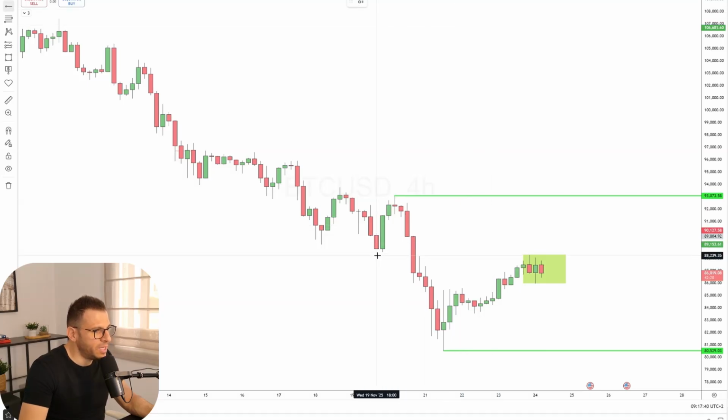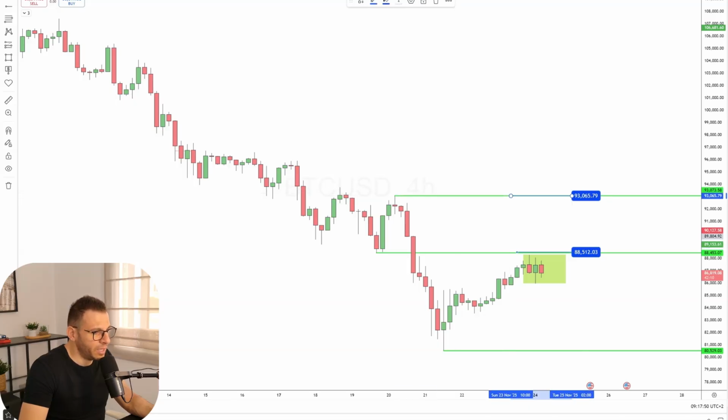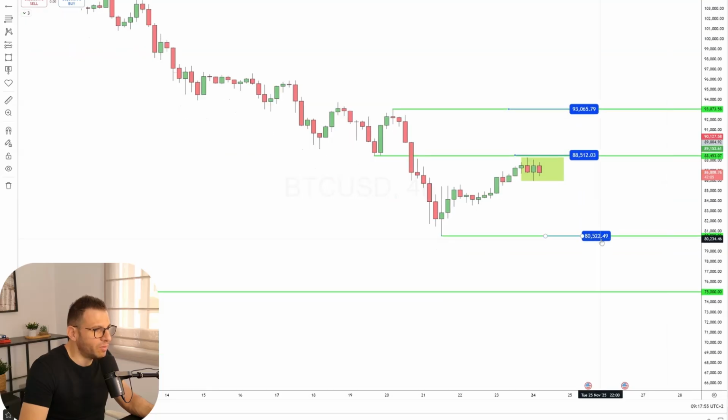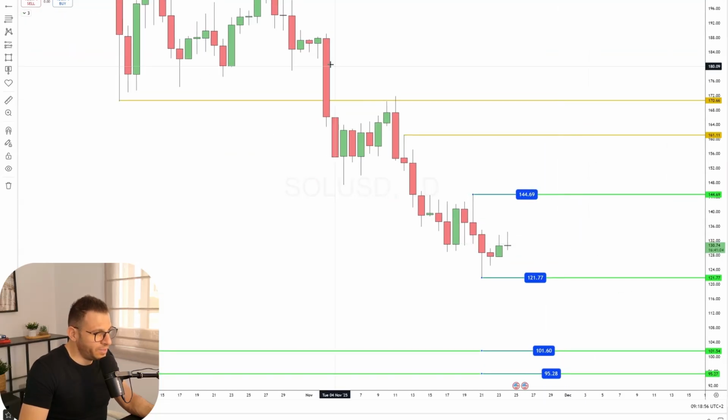Now the price rests at an inside resistance, and this becomes the key level of resistance here and the key level of support respectively. If the price breaks below this key level of support, the next one will be down there. Solana is in a downtrend.